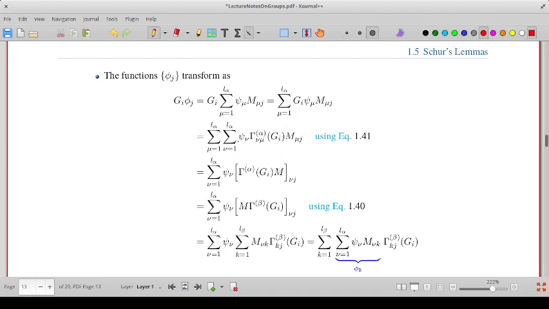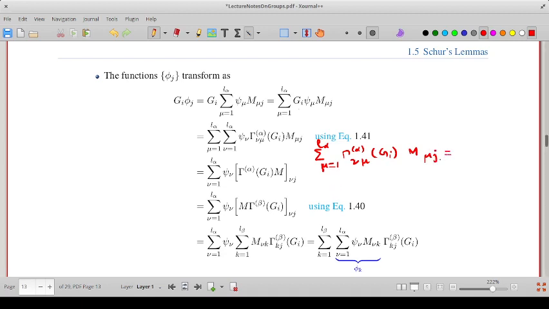Now these are all finite sums, so I can do the summation over mu first and summation over nu later. So that means I can write the summation over nu to the left of this expression. So we have sum over nu, then this vector psi nu, and then the remaining part, which is sum over mu running from 1 to L alpha. Then gamma alpha nu mu Gi, then m mu j.